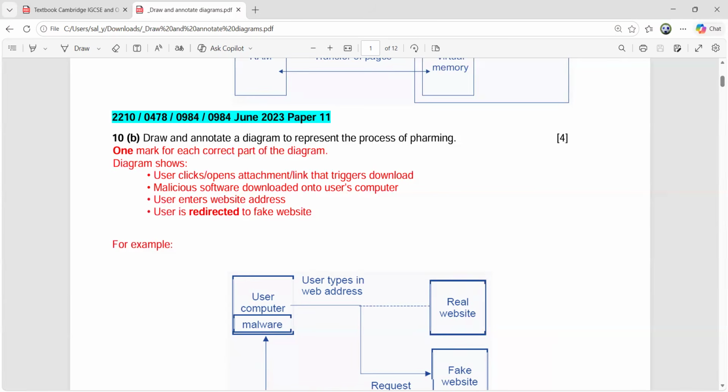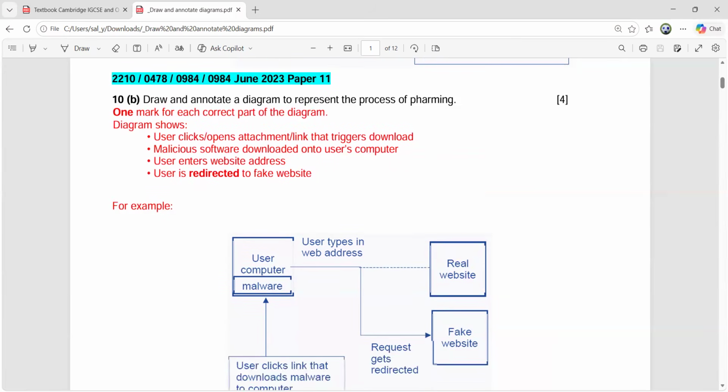Now remember, it's not phishing. It's pharming. It means that the user is going to click on certain things, and through that malware will be installed on his PC, and then malicious software is downloaded onto the user's computer, and the user enters a website address and is redirected to a fake website. So this is what you should be including. This should be a thought process. You just write down the key points for yourself, and then you draw the diagram.